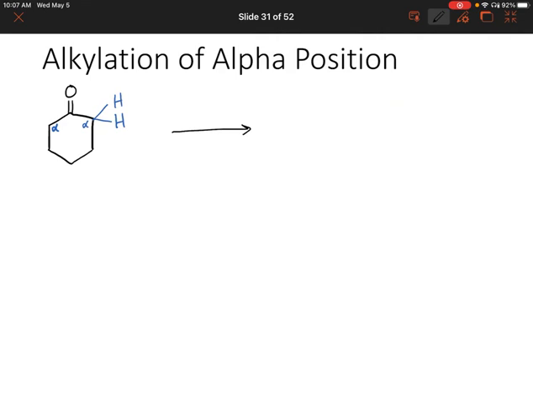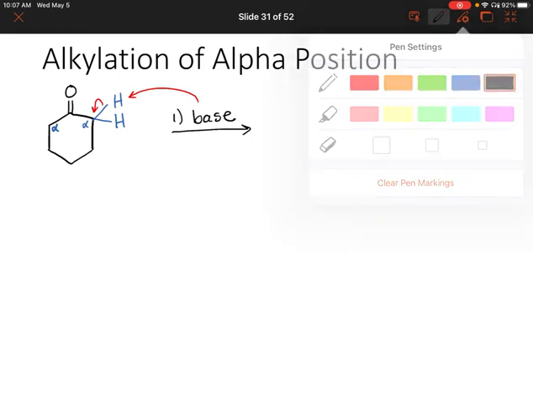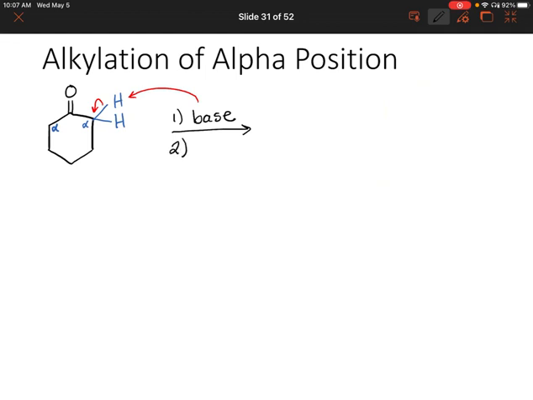And if we add some sort of base first, that will take one of the alpha protons, which will leave electrons behind to form the enolate. And in the second step, we can then add our alkyl group, which will be bonded to a halogen. So that'll be an alkyl halide. And this will give us an alkyl group at the alpha position.